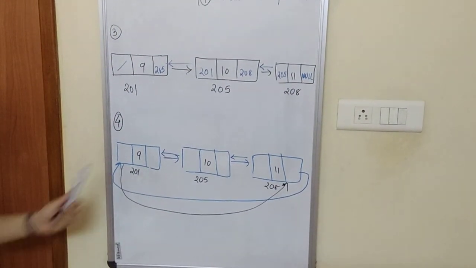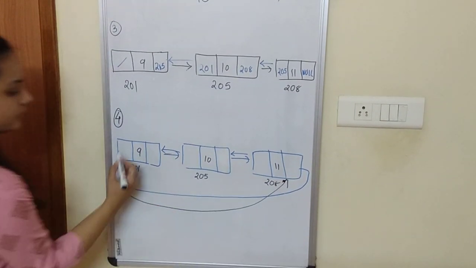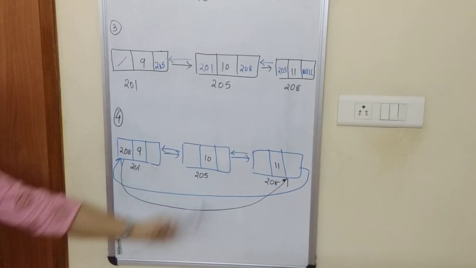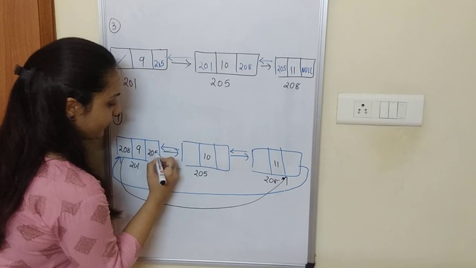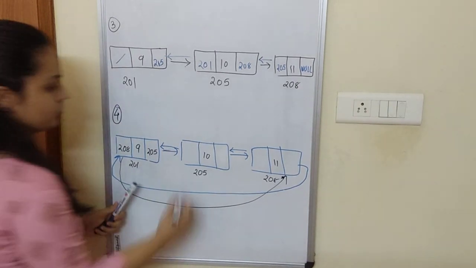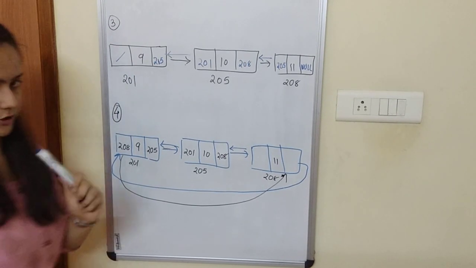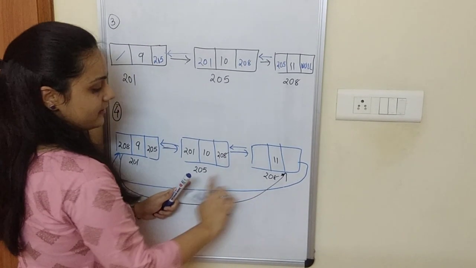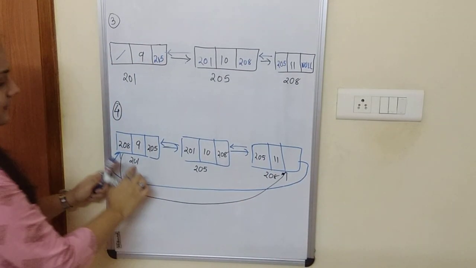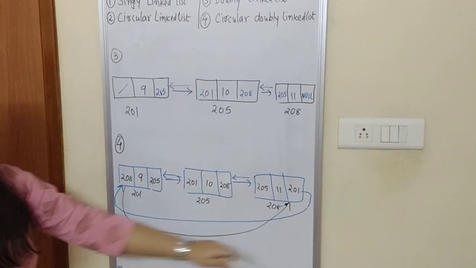So here I have to write the address of the last node. So here 208 should be there. And here I have to write the address of the next node, that is 205. Clear? Here I have to write the address of the previous, that is 201, and here I have to write the address of the next, that is 208. Here the address of the previous, that is 205, and here the address of the next, that is 201. Fine. So this is my circular doubly linked list.